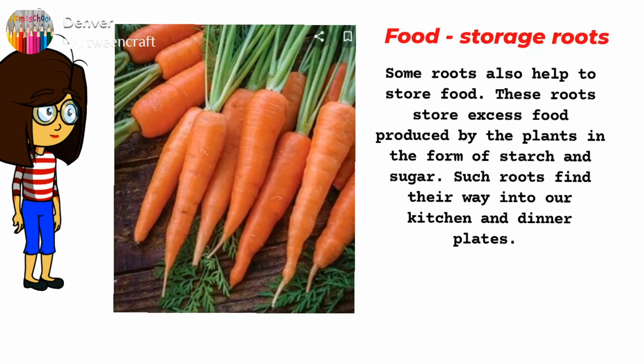So the next root is food storage roots. Some roots also help to store food. These roots store excess food produced by the plants in the form of starch and sugar. Such roots find their way into our kitchens and dinner plates. Carrot, radish, beetroot, sugar beet, yam, tapioca, and turnip are a few examples.